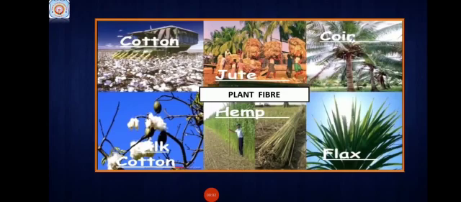Now, another plant is flax. Flax is also known as linen. Linen is fresh and cool to wear. It is durable and very absorbent. It dries very fast. Linen has been used for thousands of years. India, China, Belgium are the major flax producing countries.